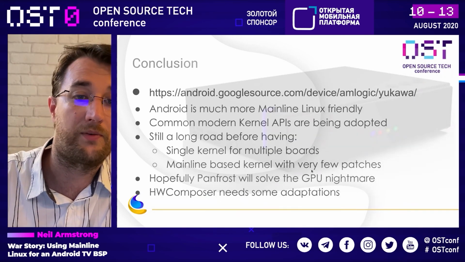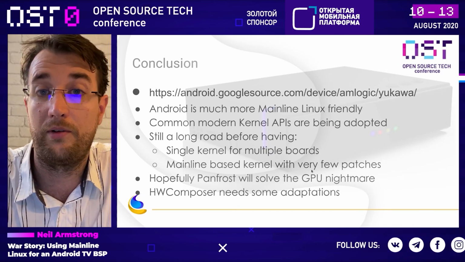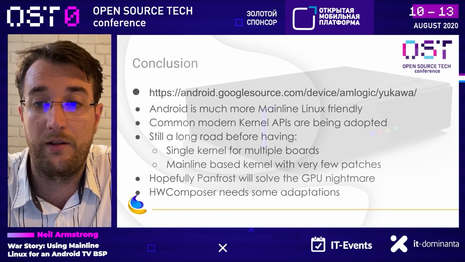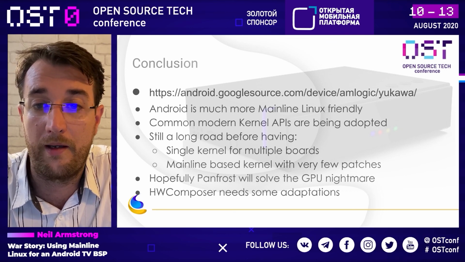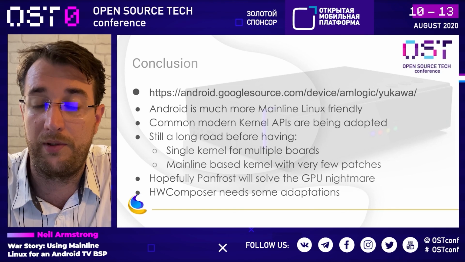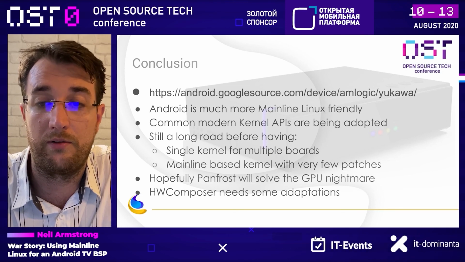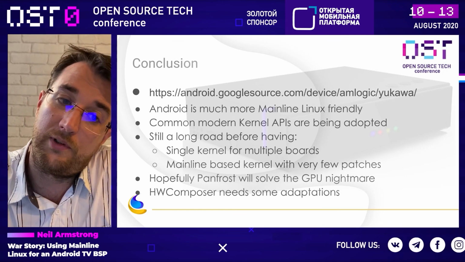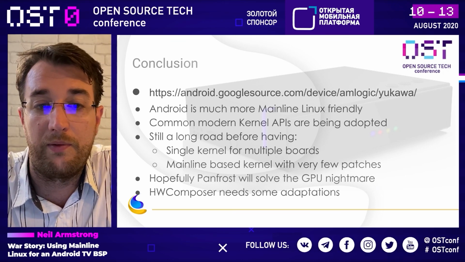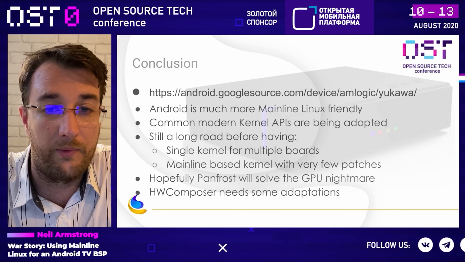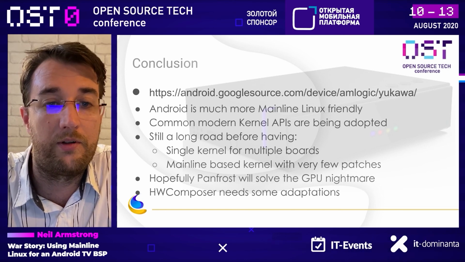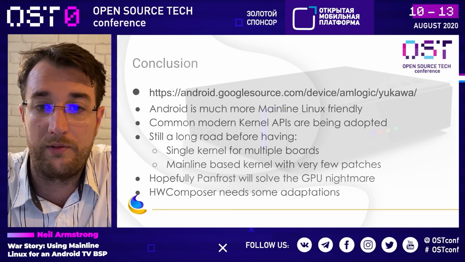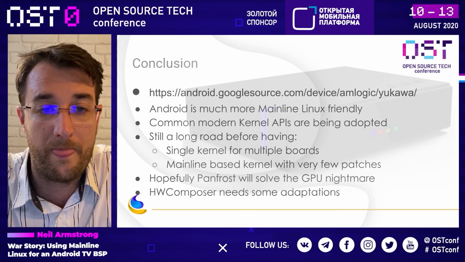So, conclusion. You can find all the code of our Android BSP. It's named Yukawa, and it is the BSP for the i.MX new SoCs. So hopefully, it's great news. Android is much more mainline friendly than before, which is very great. Common and modern kernel APIs are now supported, which is nicer than before.